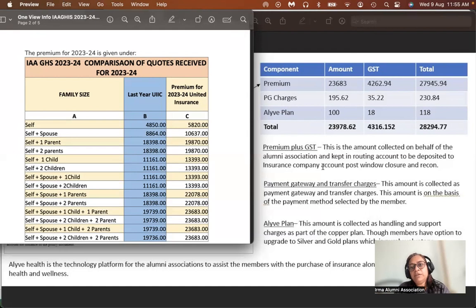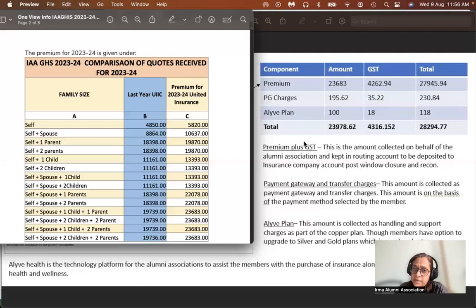This calculation I have made using the UPI percentage, which is 0.7%. The 0.7% will be calculated on the total amount that we are paying to United India. So the company will be taking base amount plus GST from us, and to the payment gateway we will be paying the payment gateway charges on the total amount, and on that service they are providing, they will charge GST. So on 195.62, we will get GST added, and the total payment gateway charges come to 230 rupees 0.84 paisa.